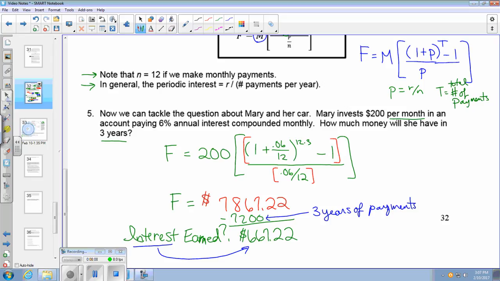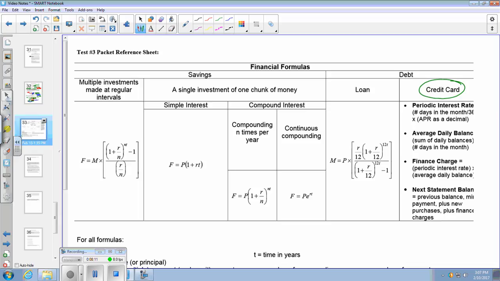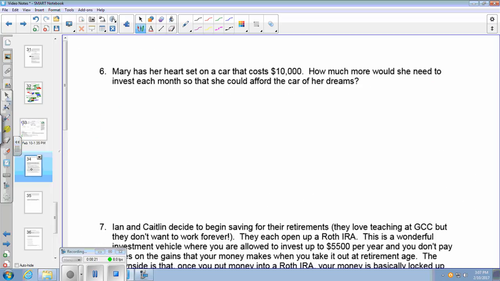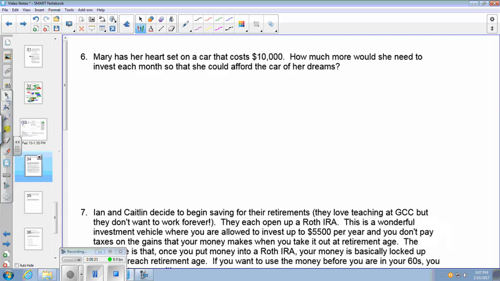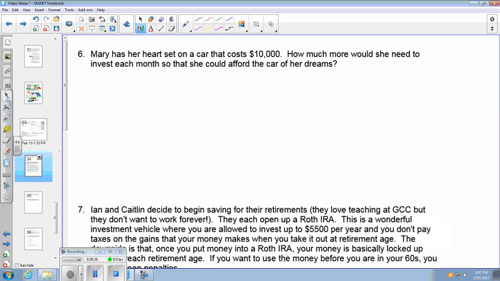Okay, so just as a reminder, you do have that formula sheet in your packet, and we're looking at this first column, multiple investments made at regular intervals. So this is that formula we just looked at. All right, so in number 6, Mary has her heart set on a car that costs $10,000. How much more would she need to invest each month so that she could afford the car of her dreams? Well, notice we now have the goal, so we have our future value. So we're going to put that on the left side of the equation for F. But we don't know how much she should put in each month, so we need to leave M in as our variable.